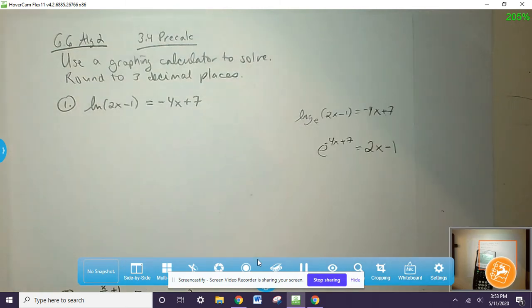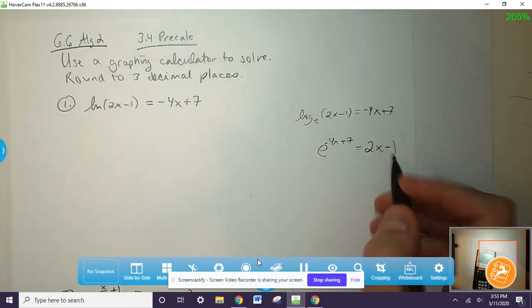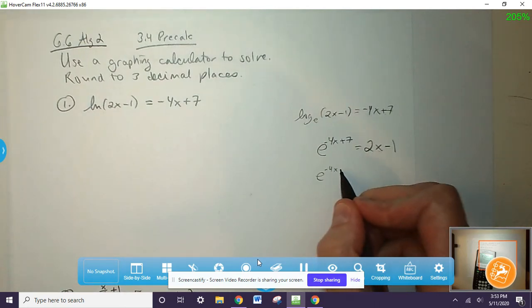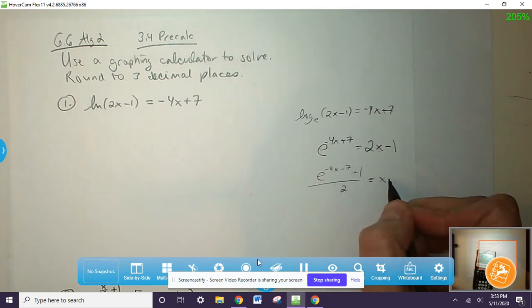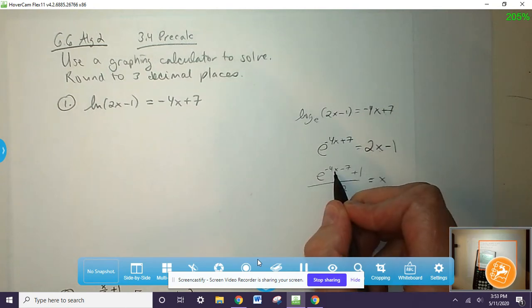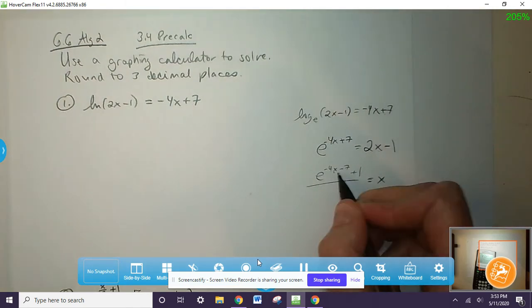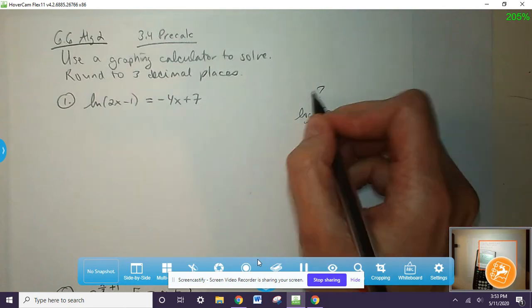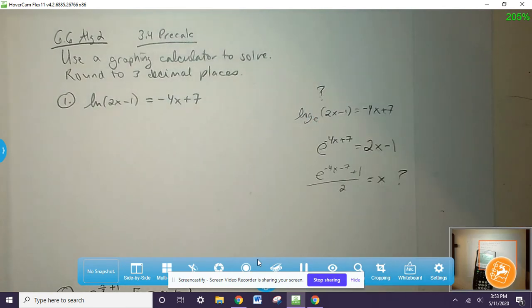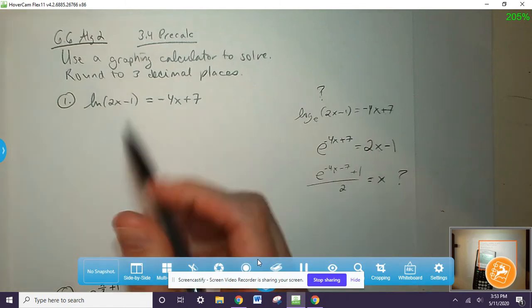And then you're stuck. You can get this x by itself by moving the 1 over by adding it and then dividing by 2, but you have not successfully solved for x because you still have an x in here. So solving for x, you can't have an x on the other side still. So we don't know how to solve this one algebraically. Neither do I. So what we want to do instead is use a graphing calculator to solve.